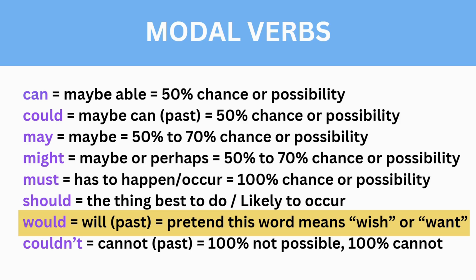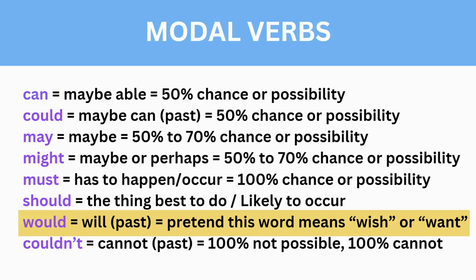Could is the past tense of can, and it describes also about a 50% chance or possibility. May means maybe, and it represents a 50 to 70% chance or possibility. Might also means maybe or perhaps, and represents a 50 to 70% chance or possibility.